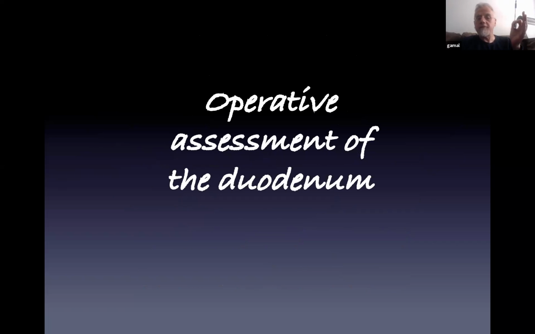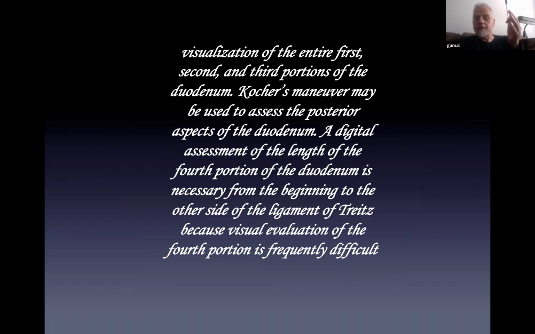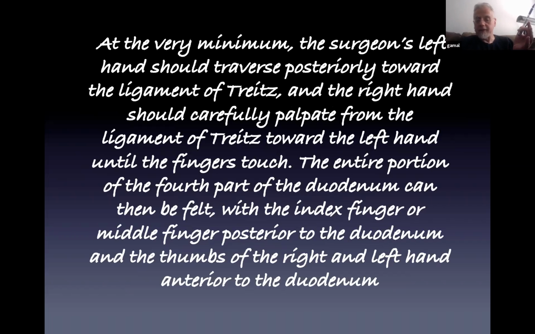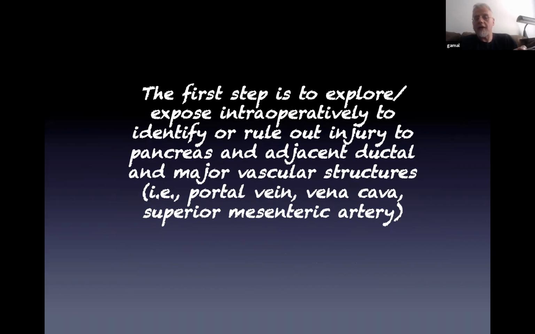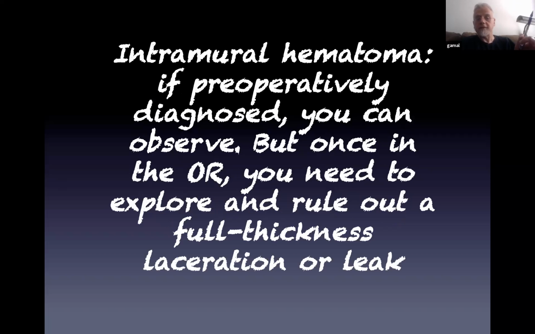Surgical treatment, operative assessment of the duodenum. Here we go. This is what we talked about with Omar, how we can explore the entire duodenum from the first portion to the fourth portion, from the right to the left, with the fingers meeting. That's exactly what this says. So you're going to explore that, identify any injury: pancreatic duct, portal vein, vena cava, superior mesenteric artery. We talked with Muhammad about how, in the case of penetrating trauma, you need to identify all this.